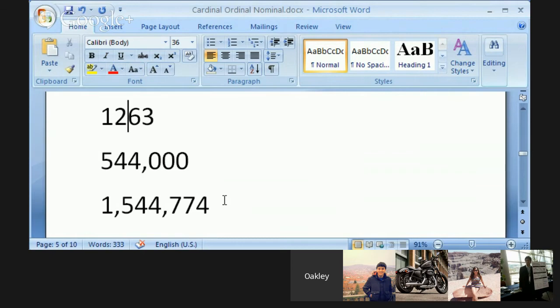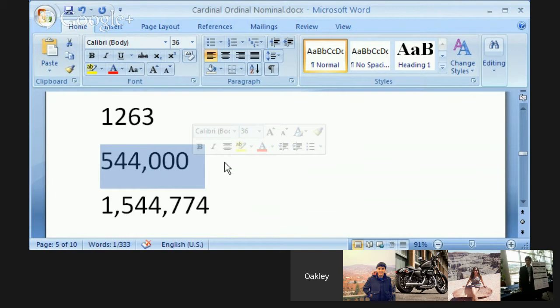Mehmet, I'm going to throw you right in. You're here. How would you say this number? 544,000. Very good. Excellent. One common mistake is to say thousands, but that's not correct. Just 544,000. Mehmet?